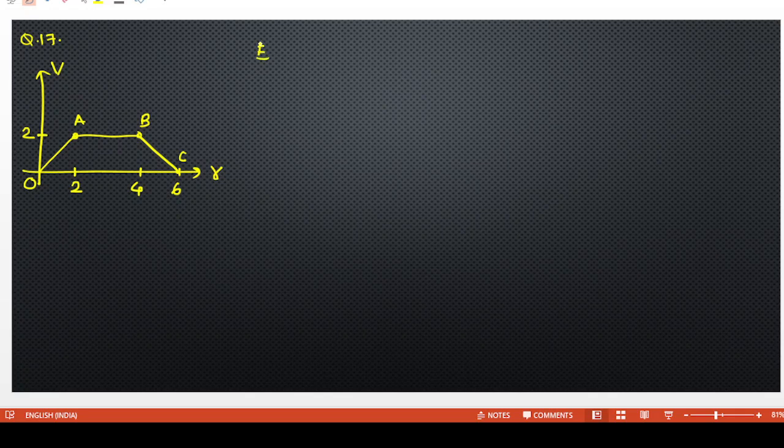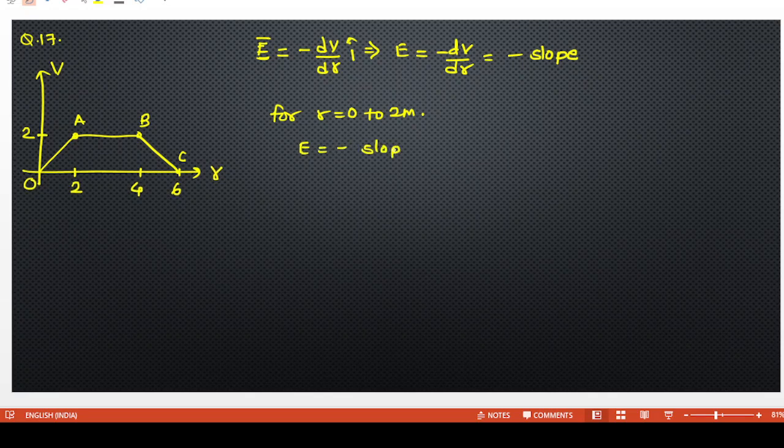Now for one dimensional case, electric field is going to be minus dV by dx, but here the direction is not x, so it is r. It can also be written as E is equal to minus dV by dr, but the meaning of derivative is slope, so negative of slope is going to be the electric field. So for position r equal to 0 to 2 meter, you are going to have the same slope at all the points, so you will have the same electric field at all the points. It will be negative of slope.